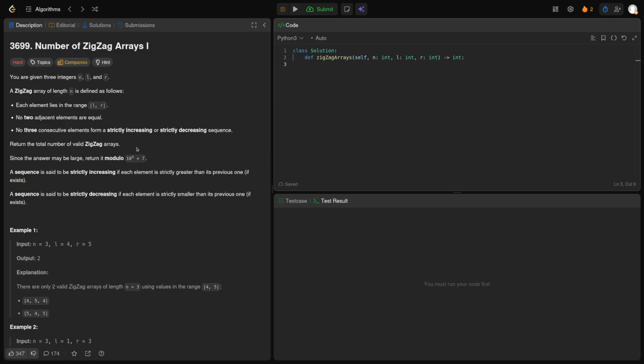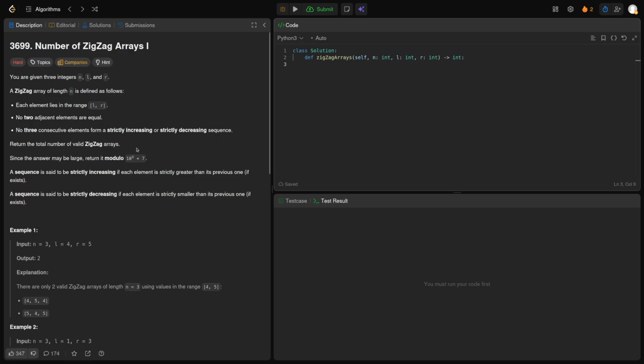Today we are doing a hard problem, 3699, Number of Zigzag Arrays 1. We are given three integers n, l, r. A zigzag array of length n is defined as follows: each element lies in range l to r, no two adjacent elements are equal, and no three elements form a strictly increasing or strictly decreasing sequence. Return the total number of zigzag arrays modulo 10^9 + 7.